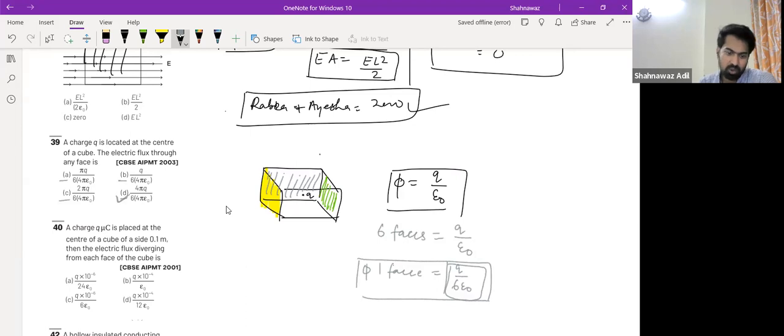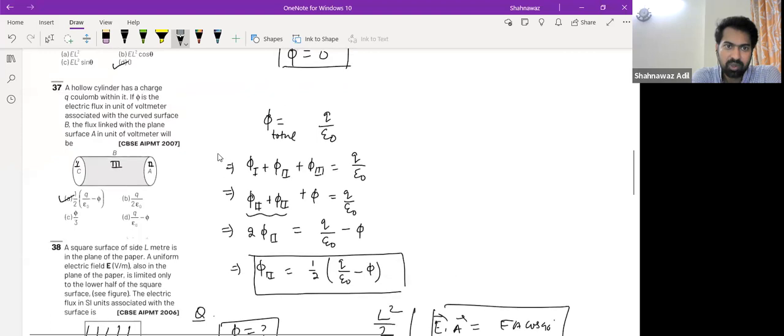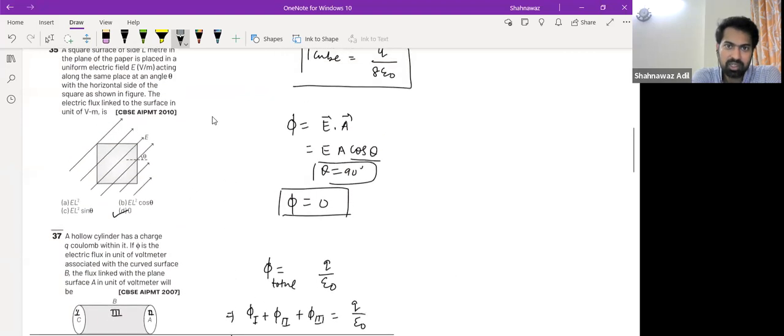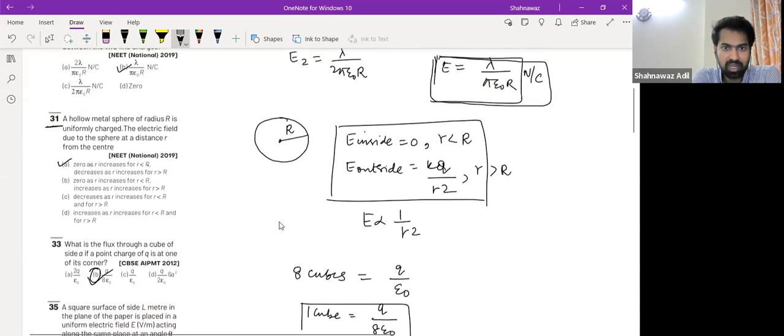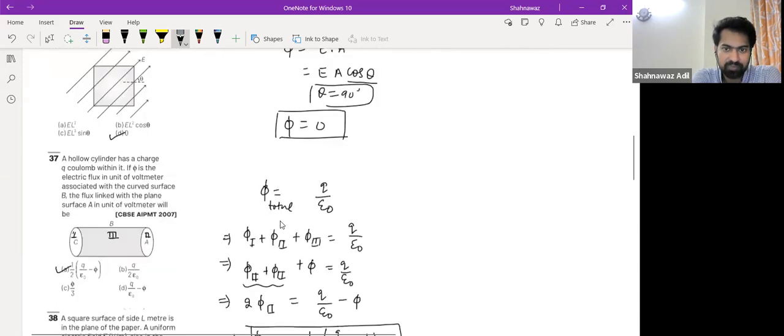Just remember that whenever we want to calculate the flux, we use the relation for a closed surface. We make the closed surface and put it equal to Q by epsilon, and then we break it into all those surfaces. This was the only logic we were using, in this case, in that case, and in all the questions.